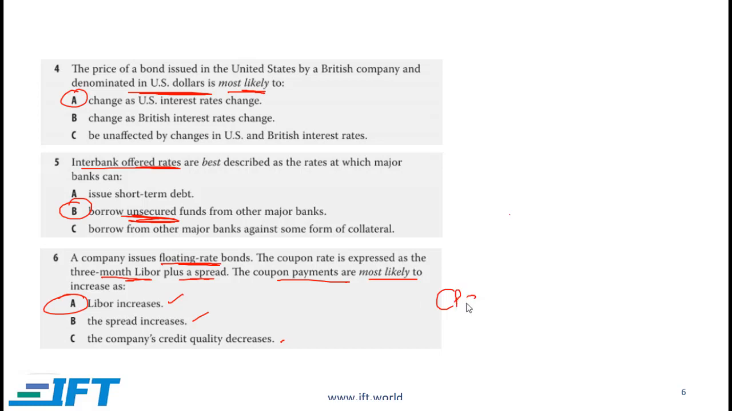The coupon payment is equal to the coupon rate multiplied by the principal amount. The coupon rate is LIBOR plus a fixed spread. That spread might be 0.5%. So a change in LIBOR will cause the coupon payment to increase. The spread doesn't change in terms of the definition of the coupon rate here.